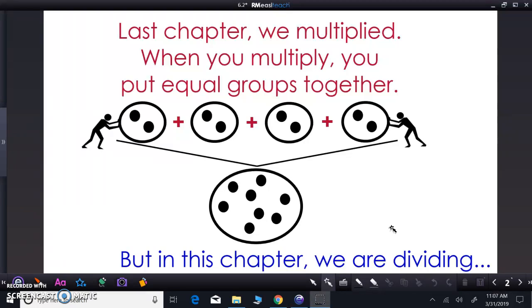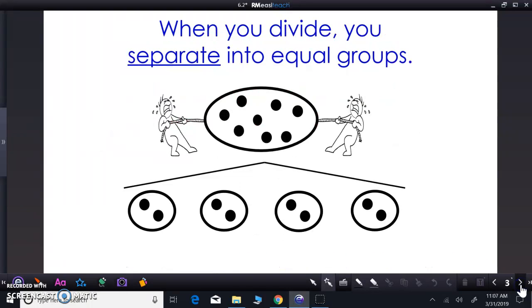In Chapter 6, we are going to be dividing. When you divide, you know your total amount of objects, and you separate those objects into equal groups. For this reason, multiplication and division are known as inverse operations or opposite operations. Let's get started.